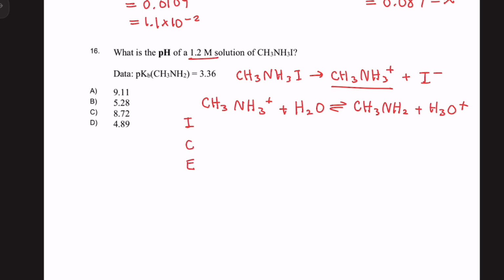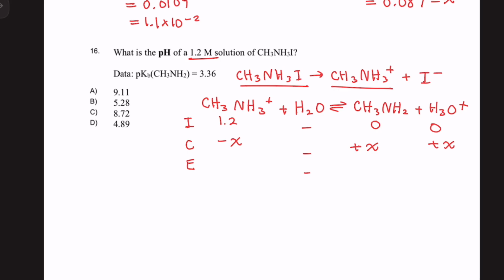And we know that the solution is 1.2 molar. So it's going to be here. Remember that that is the concentration of our original substance, but it's also the same because it dissociates and has equal coefficients. So it's just going to be 1.2 once again. And this is going to be minus x. These are 0 initially, plus x. And what we need to do is find the x value, which is going to be the concentration of hydronium, and we can use that to find the pH.